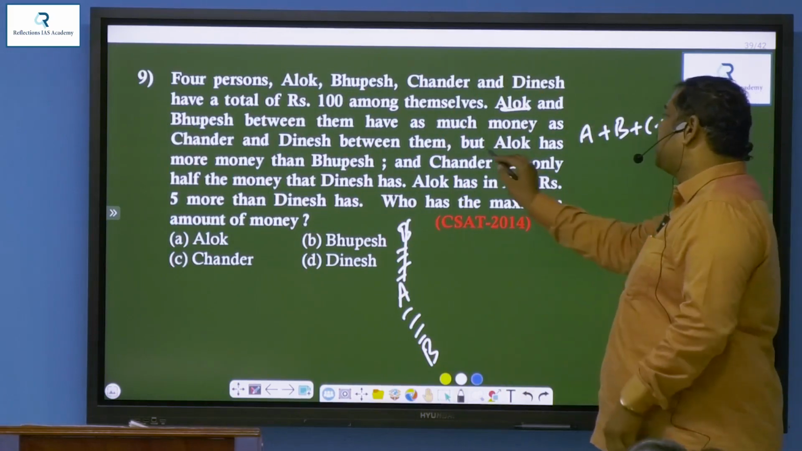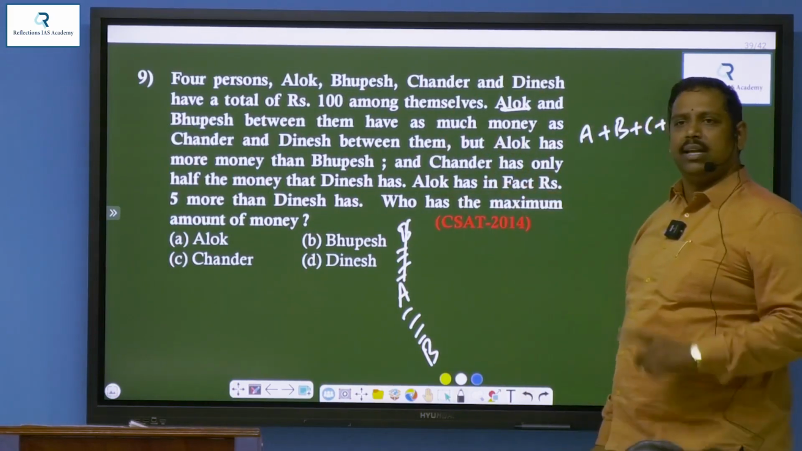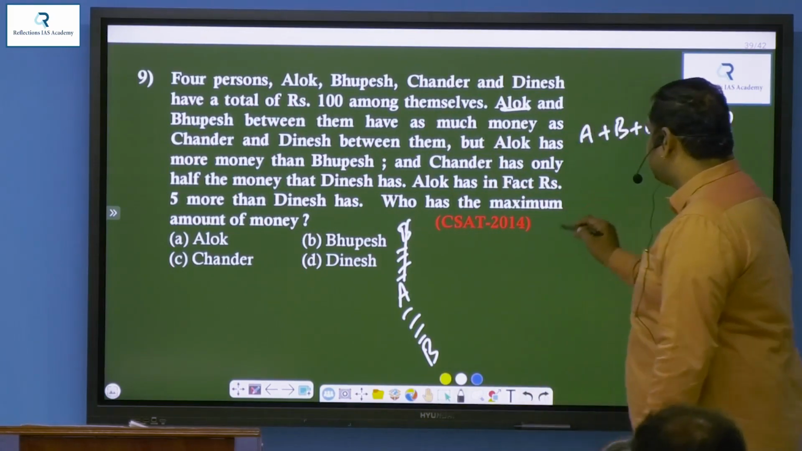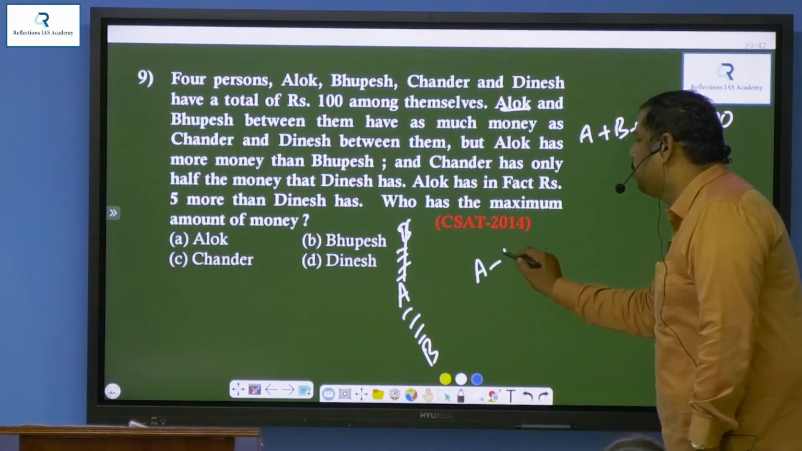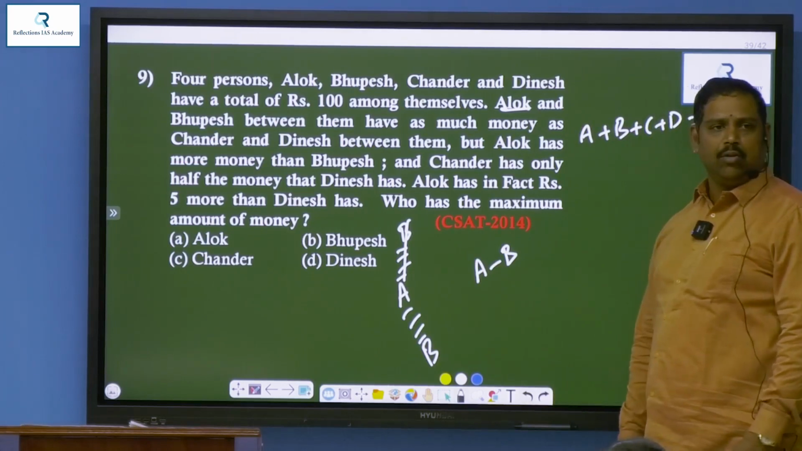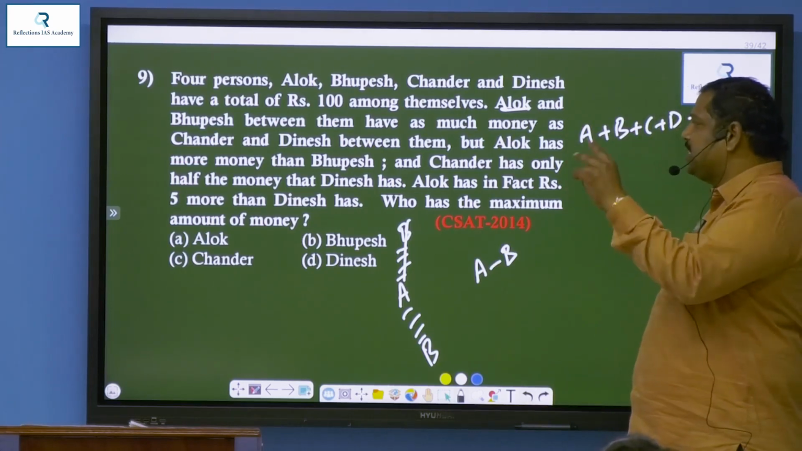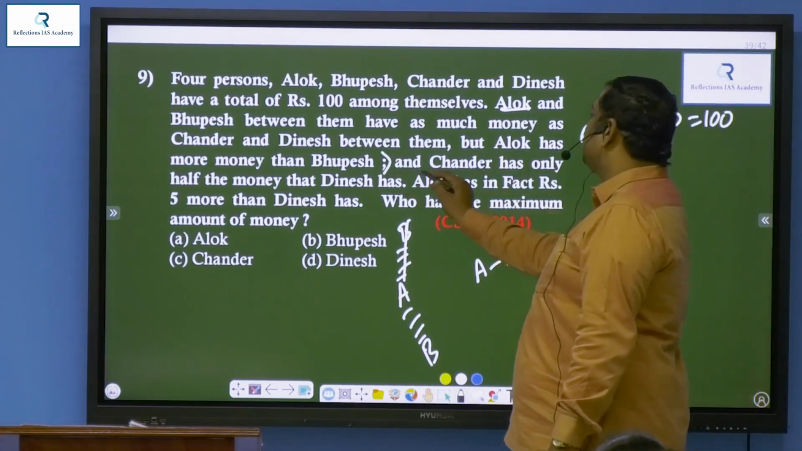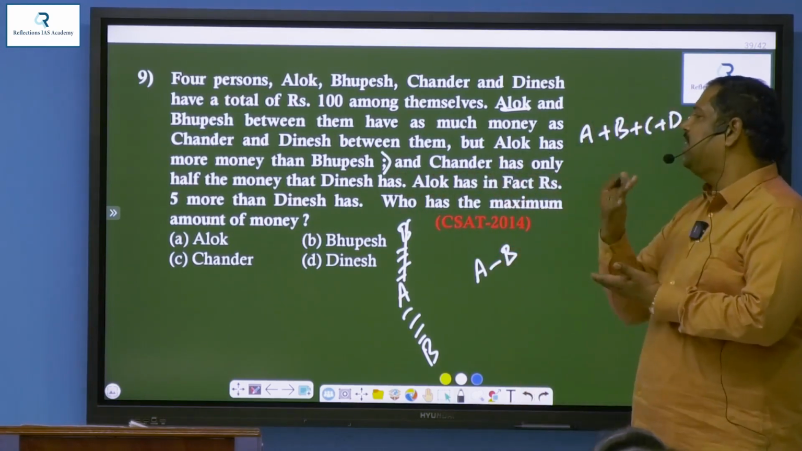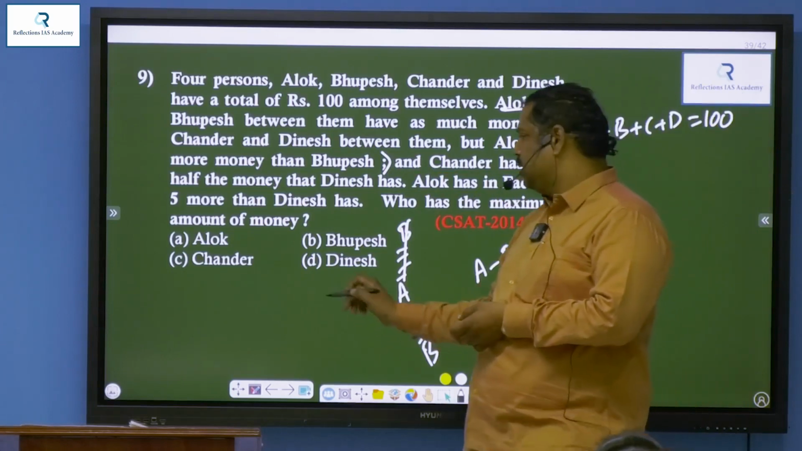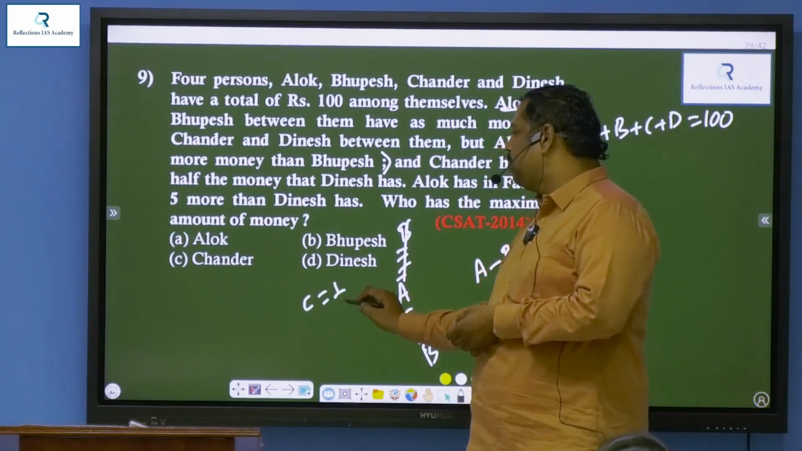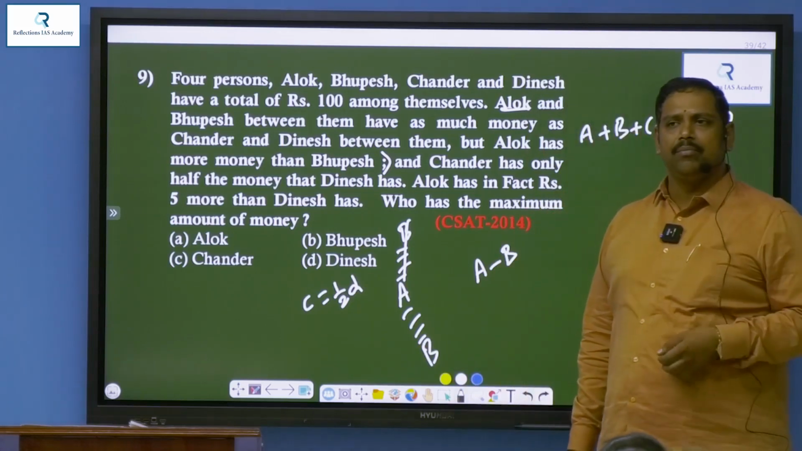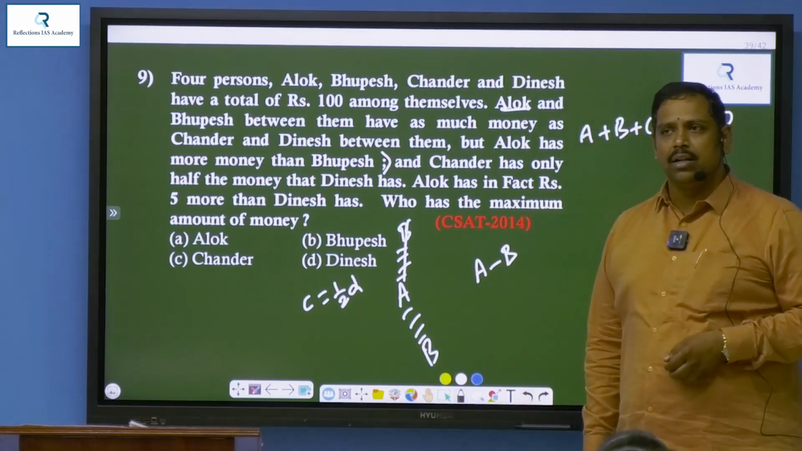Next one. But Alok has more money than Bhupesh. He has given the clarity. Who has more money? Alok. Means the difference is Alok minus Bhupesh. Now, for C and D we have to identify which is greater. What he said is, Chandra has only half the money that Dinesh has. Now, tell me, C and D, which is greater?